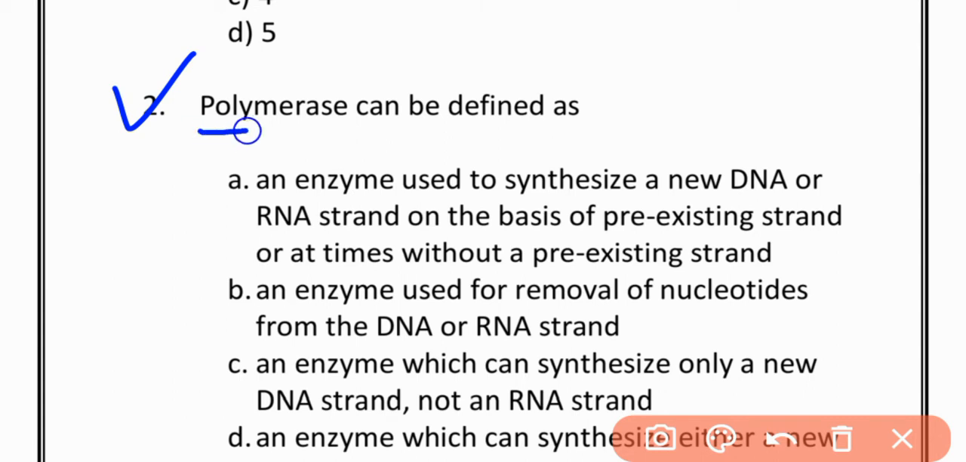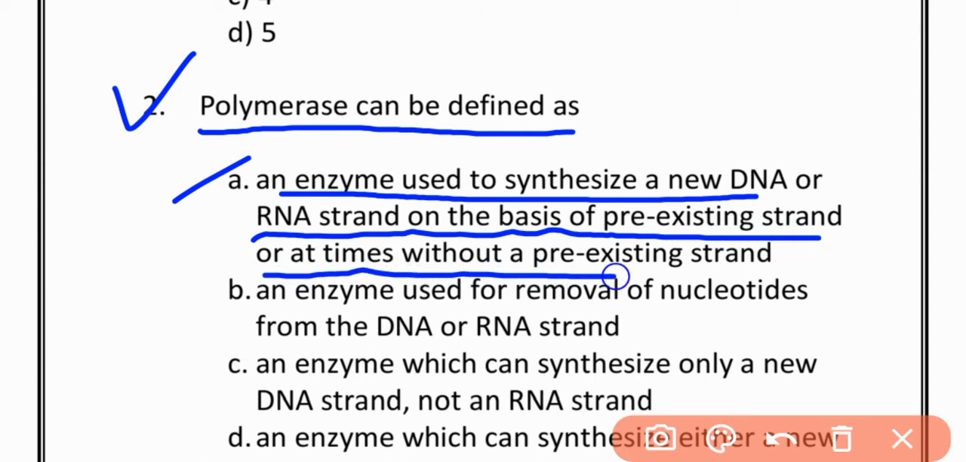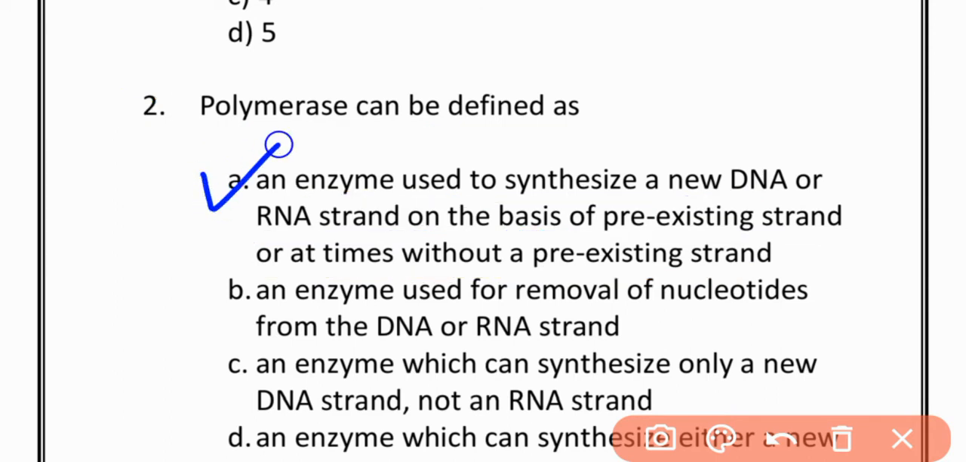MCQ 2. Polymerase can be defined as an enzyme used to synthesize a new DNA or RNA strand on the basis of a pre-existing strand or without a pre-existing strand. The correct option is option 1.